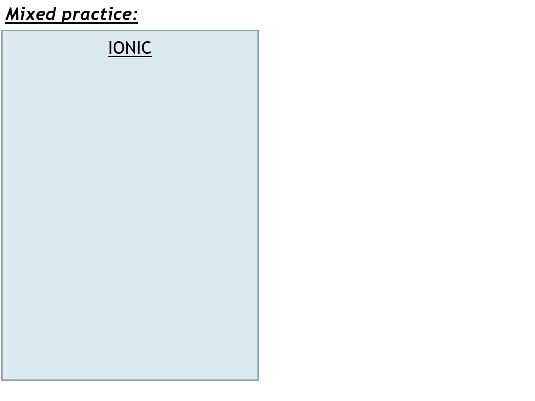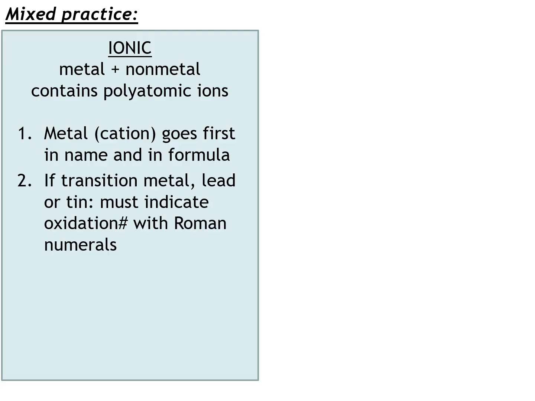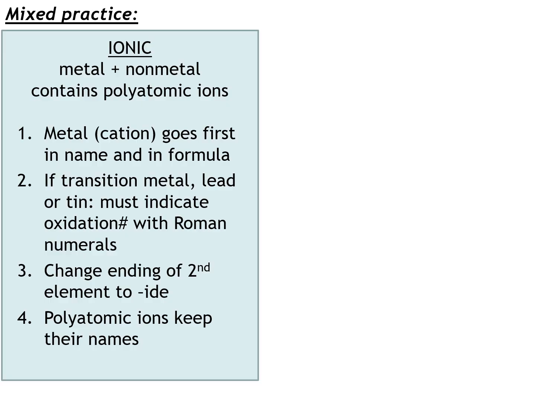Some mixed practice. This is actually just some rules to keep in mind because we're getting ready to go back and forth between ionic and covalent. And so ionic, the general rules are you have a metal plus a nonmetal. So as soon as you see a metal, you know it's ionic. Or if you see that you have polyatomic ions present, it's going to tell you that it is an ionic compound. So the cation goes first. And if you have a transition metal, you got to say what the oxidation number is, also for lead and tin. For both of them, you're going to change the ending of the second element to IDE. Polyatomic ions get to keep their names, so you wouldn't change it to IDE in that case.